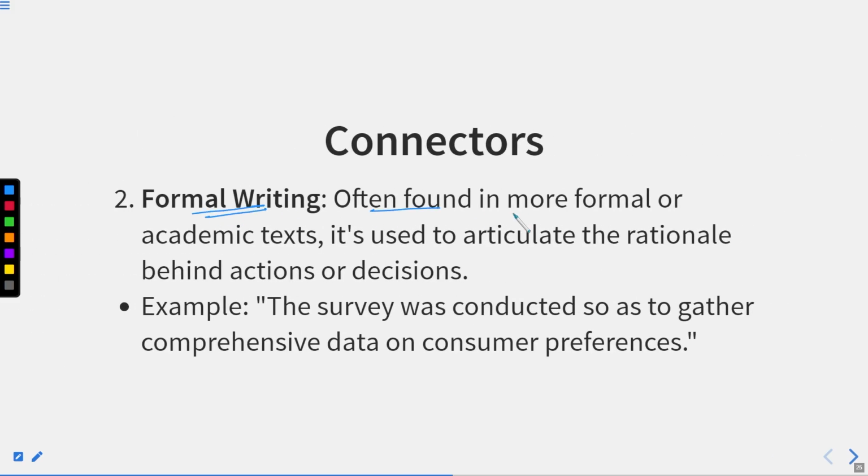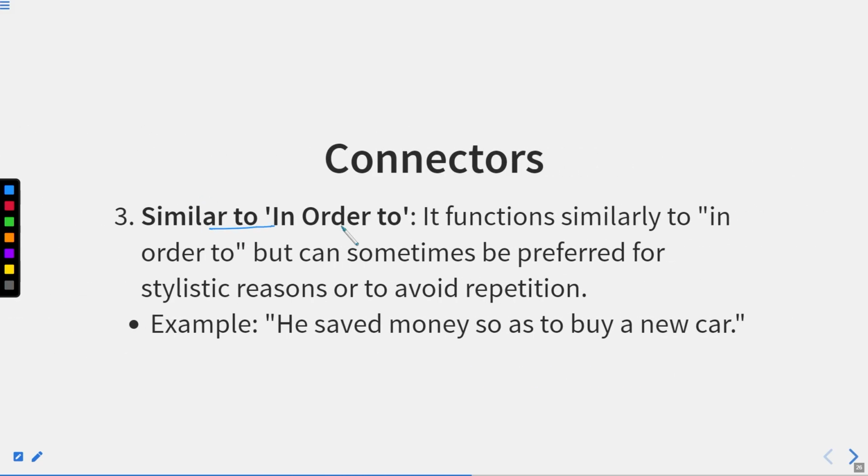Formal writing. Often found in more formal or academic text, it is used to articulate the rationale behind actions or decisions. The survey was conducted so as to gather comprehensive data on consumer preferences. Similar to in order to, it functions similarly, but can sometimes be preferred for stylistic reasons or to avoid repetition. He saved money so as to buy a new car.